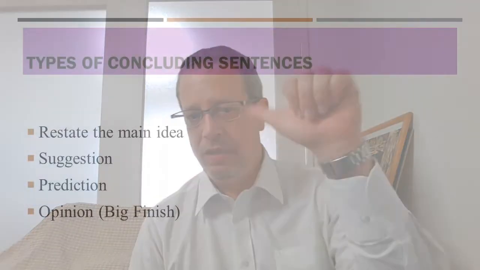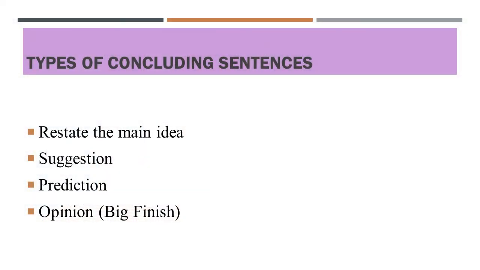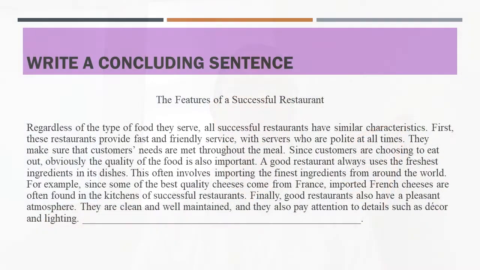So first, think about those 4 types. Restate the main idea, make a suggestion, make a prediction, offer your opinion, or the big finish. Okay, those are the 4. Think through some ideas, pause the video. When you're ready, come back and we'll talk about a few things with this particular paragraph.